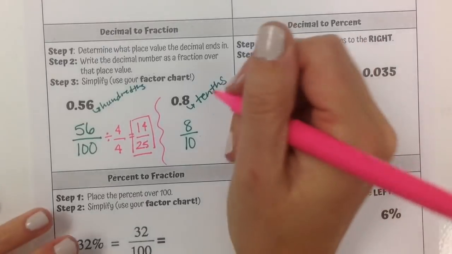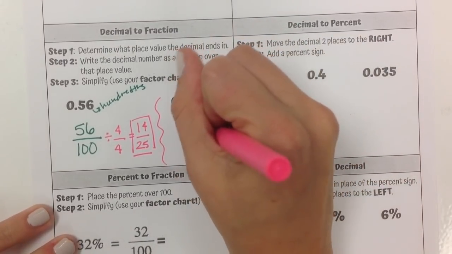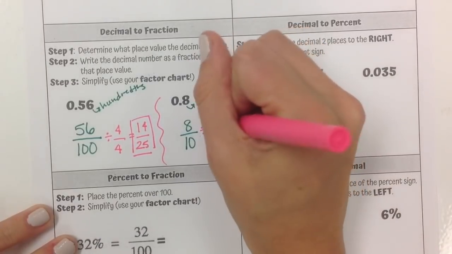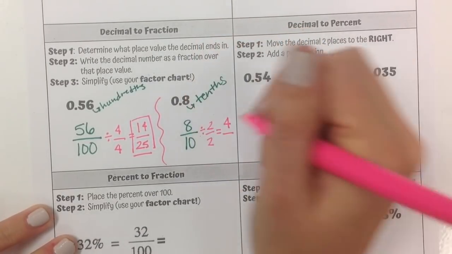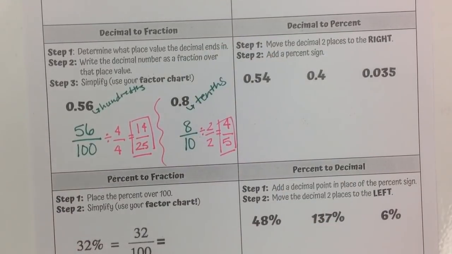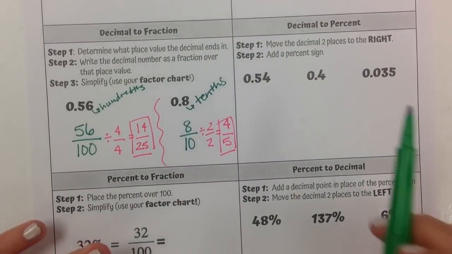Same thing, use our factor chart to simplify. Their GCF is 2, so I divide them both by 2. 8 divided by 2 is 4. 10 divided by 2 is 5. So their simplified fraction is 4/5.